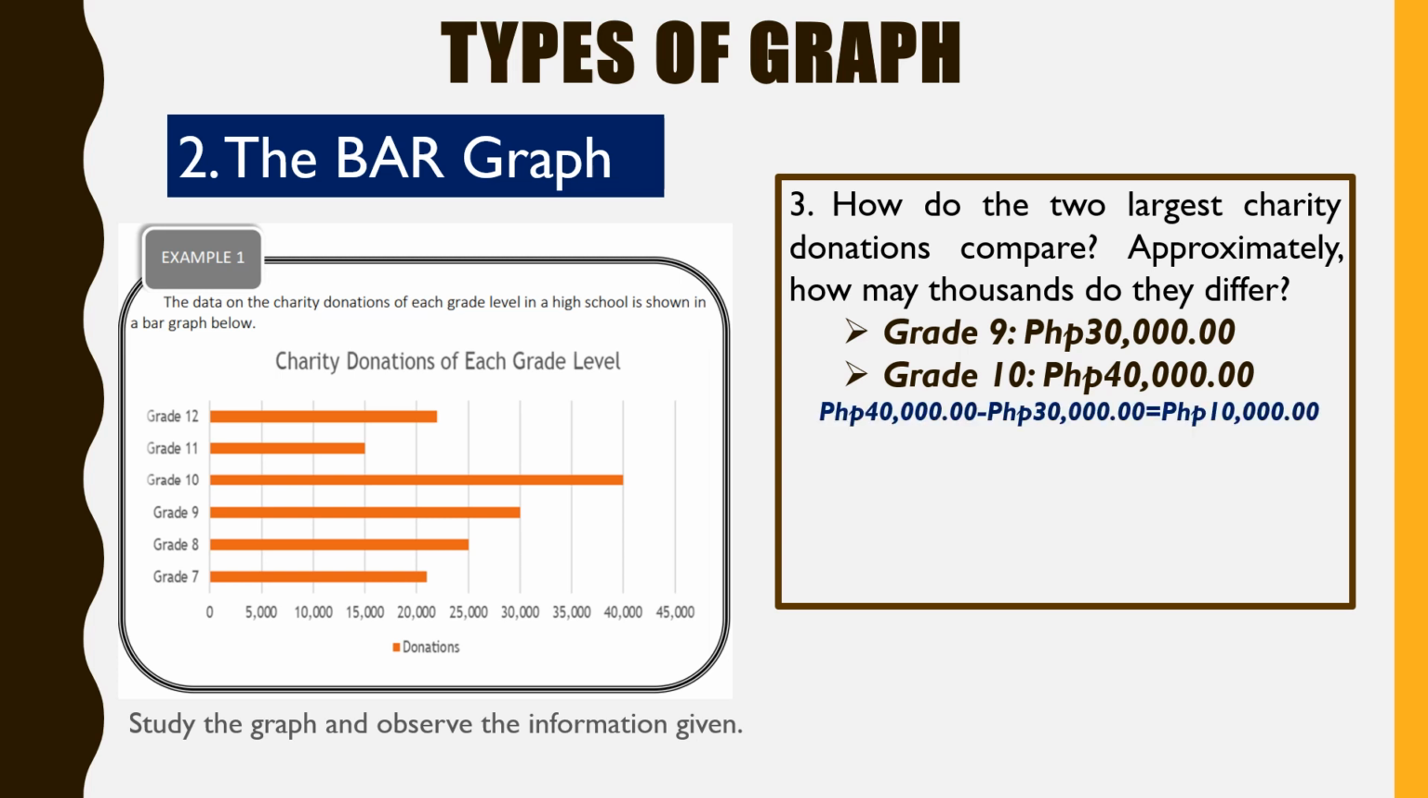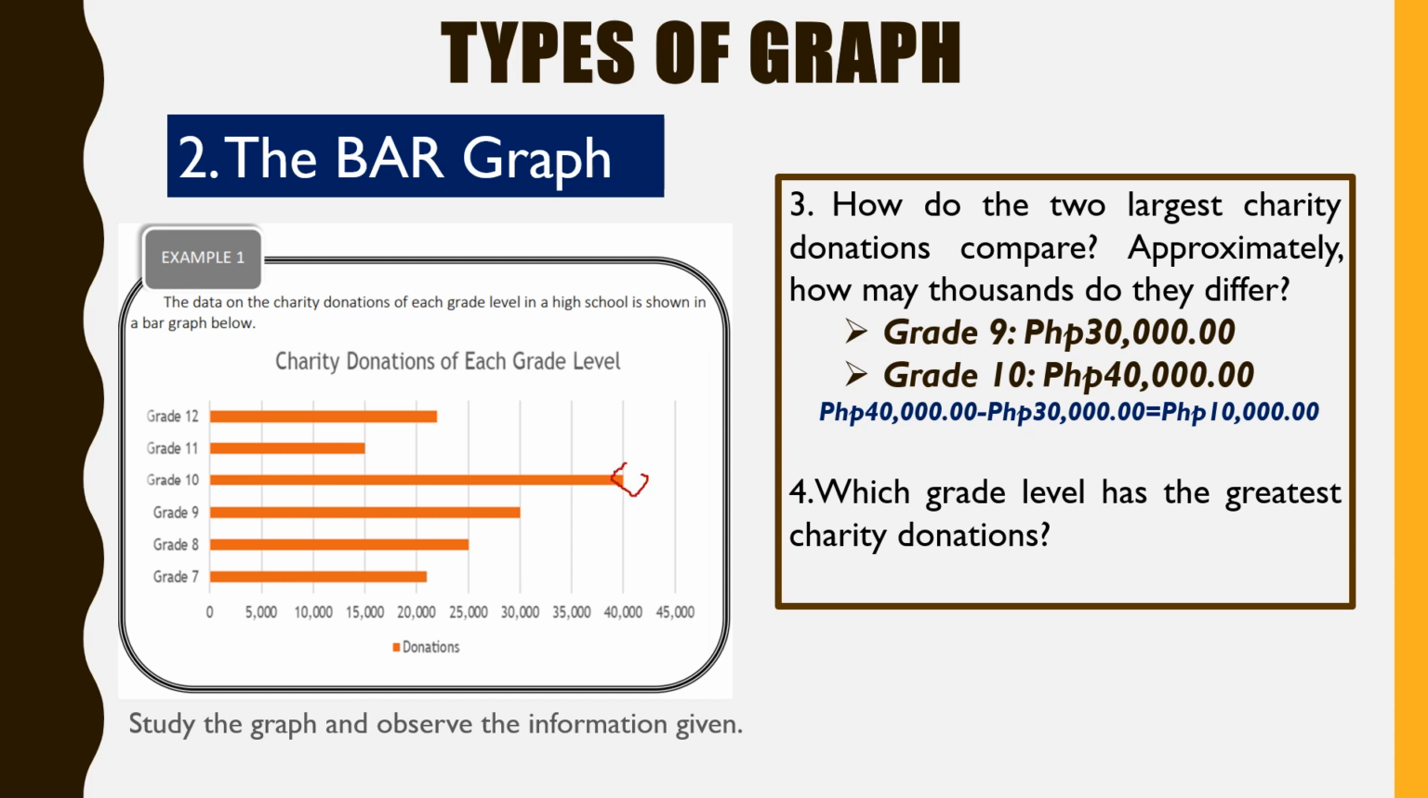Okay, but the question is about their difference. So we simply subtract the two. 40,000 minus 30,000 is equal to 10,000 pesos. So that is the difference between the two largest charity donations. Question number 4, which grade level has the greatest charity donations? Obviously, it is the grade 10 students who gave a total of 40,000 pesos.